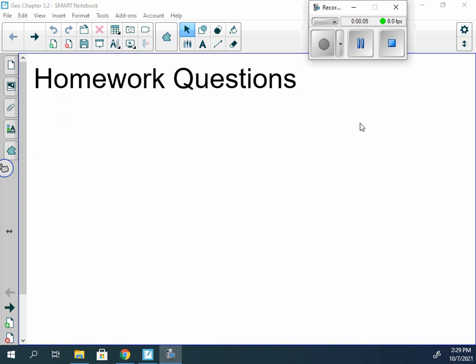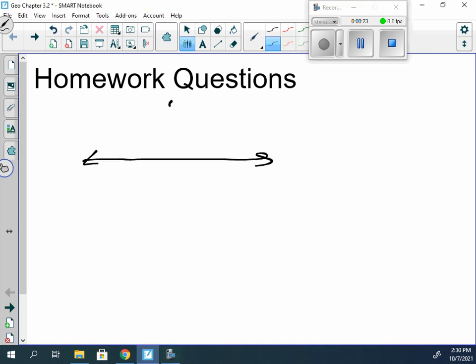We're going to look at problem number 20. Problem number 20 says if there is a line and a point not on the line, then there is exactly one line through the point that intersects the given line. Well, there's infinitely many lines, because if we're given a line and a point not on the line, I can draw an infinite number of lines that go through that point and cross it. So that's not true.